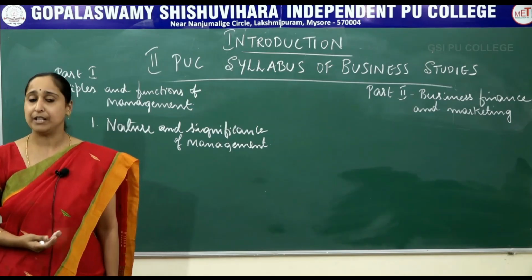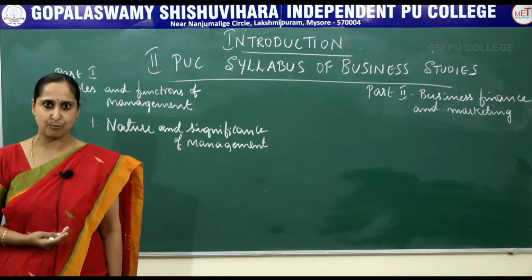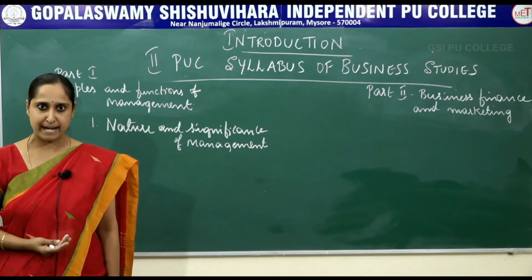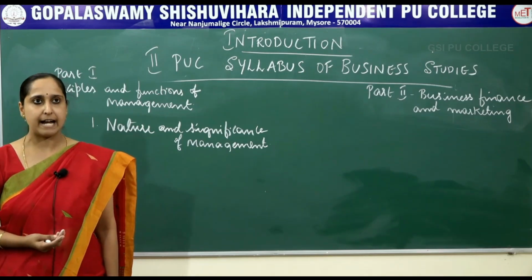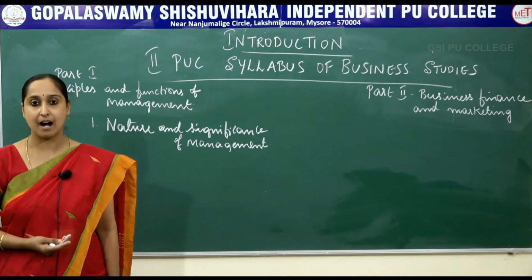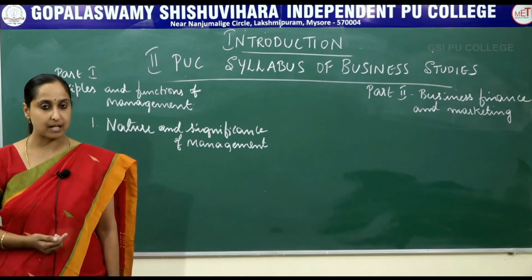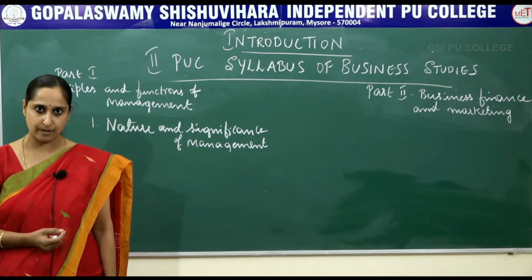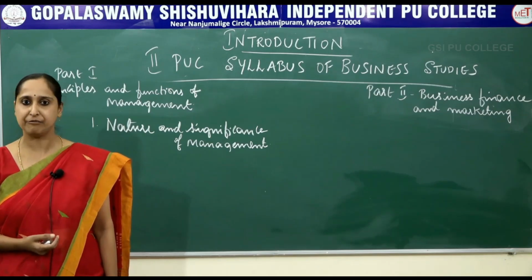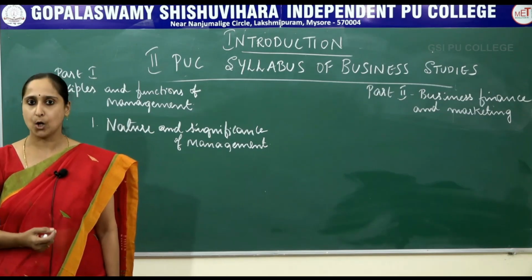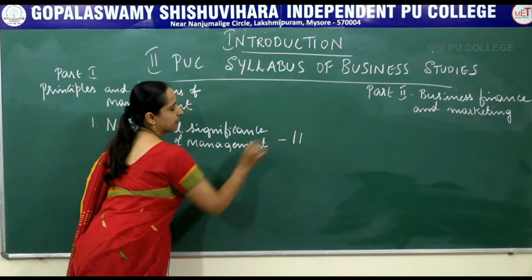In this chapter, we also see the features of management, importance of management, objectives of management, functions of management, levels of management, and you also have management as an art, science and profession. And another important topic which is covered in this chapter is coordination. In this chapter about coordination, you have meaning, its importance and features. So the total marks allotted to this chapter in the exam is 11 marks.